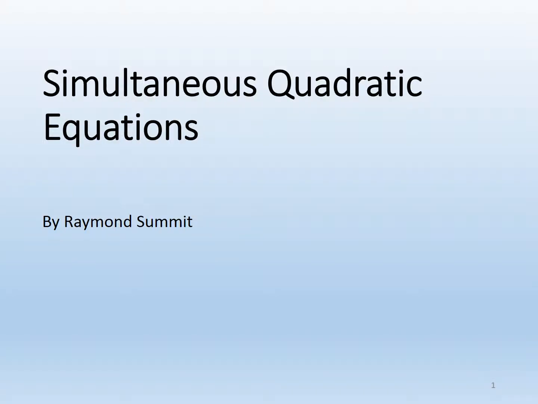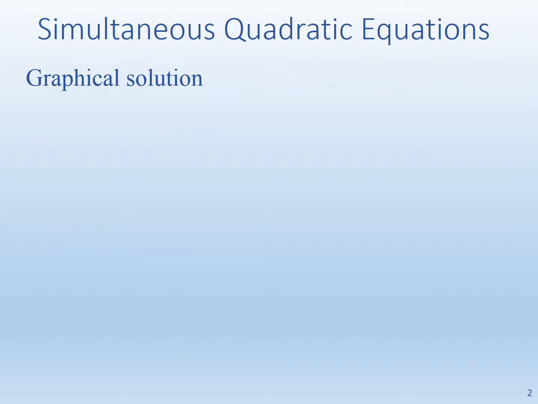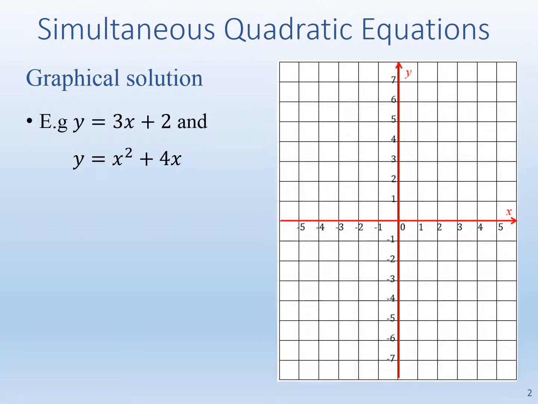We're now going to have a look at solving quadratic equations simultaneously. We'll solve our first example graphically. We have a linear equation and a quadratic equation. So we'll start with the linear equation and we'll locate the y-intercept of 2.